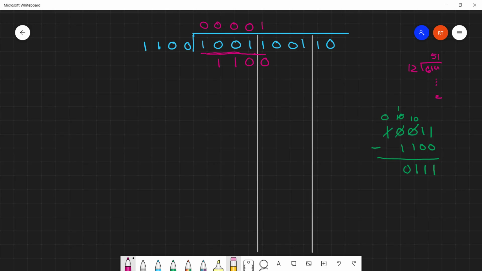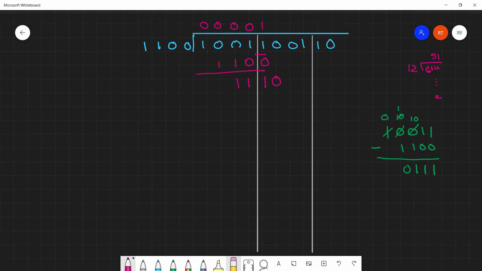Notice this is smaller than 1100. 111 is a 7 in decimal, and 1100 is 12. So this is like in decimal division. We know we've not made a mistake because the result here is smaller than the divisor. Now bring down the next digit, again, just like in decimal long division.